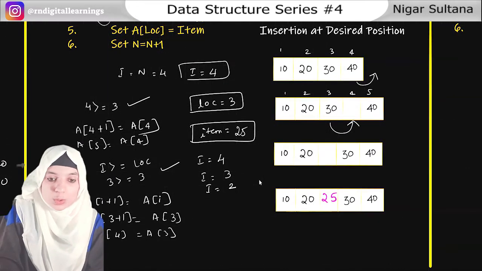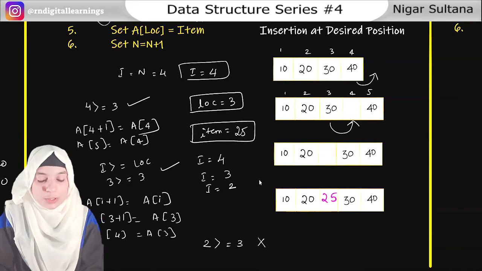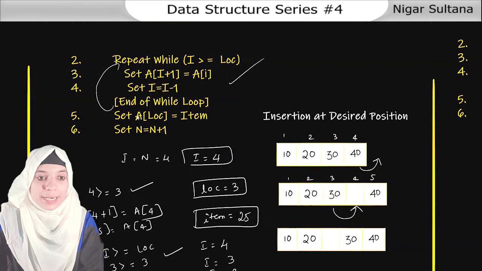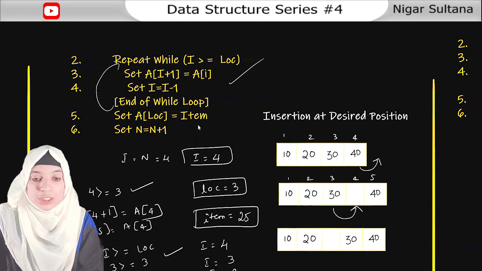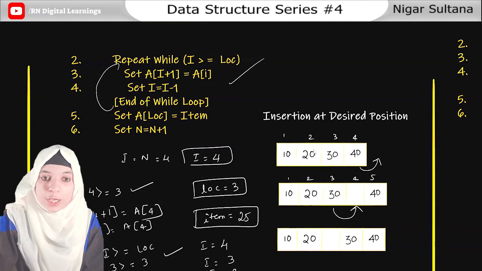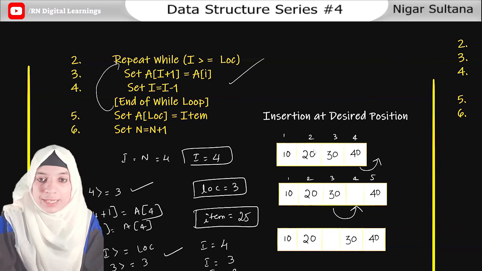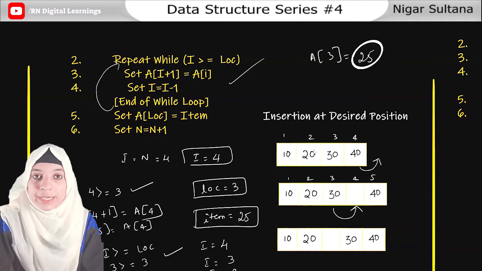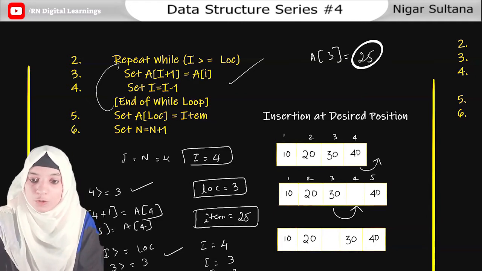Is 2 greater than or equal to 3? No, it is false. What must I do when the condition is false? I must go to the next step, that is A of location is equal to item. So what is A of location? The location I have given as 3. So A of 3 is equal to, what is the item? 25. I need to place this item 25 at the position of A of 3.